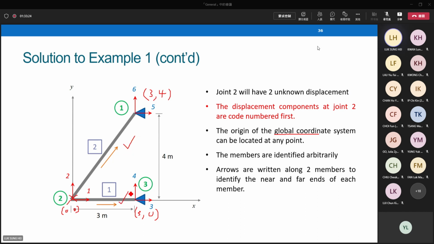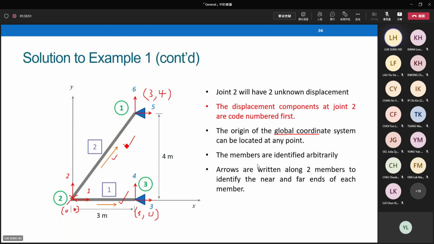Normally, I arrange the member orientation from left to right, from bottom to the top. This is how I normally arrange the member orientation. I try to arrange in this way if possible. But you can see that later, sometimes it's not possible. But again, the member orientation will not affect the answer. You always get the same displacement and same internal force, no matter how you arrange the member orientations.